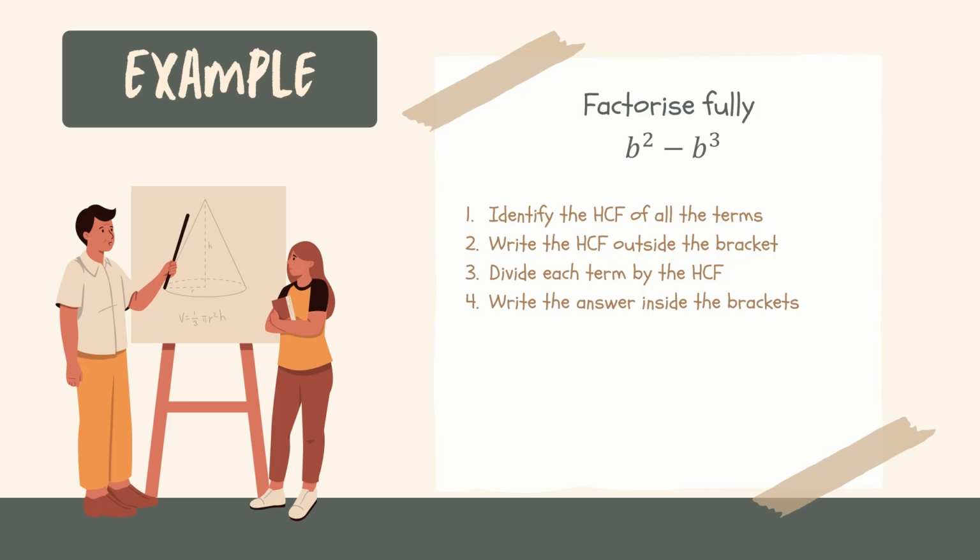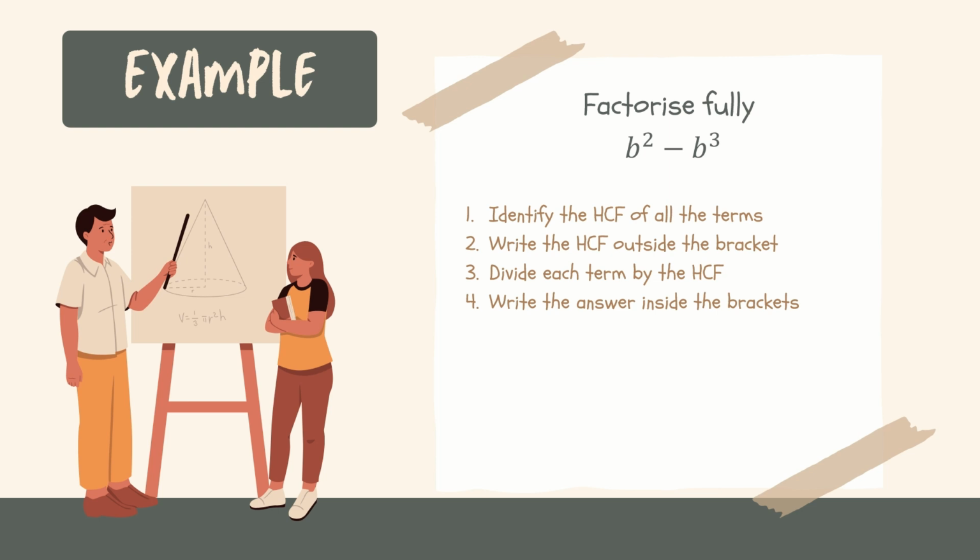Okay, a further example is this. Factorize fully b squared minus b cubed. The first step we have to do is to identify the HCF of all the terms. HCF is the highest common factor of them. And then we write the HCF outside the bracket and divide each term by the HCF, and then lastly we write the answer inside the brackets.